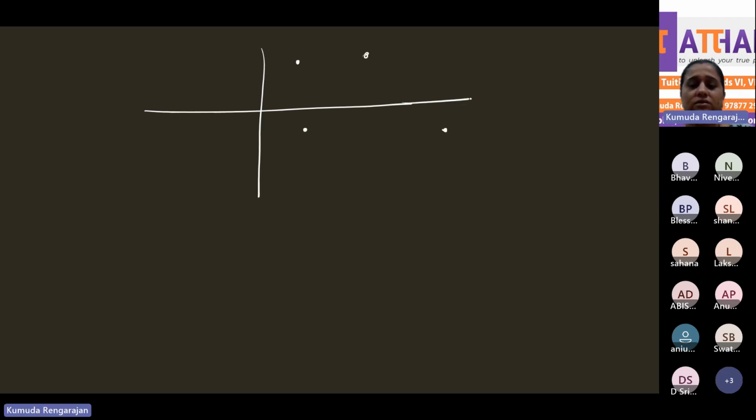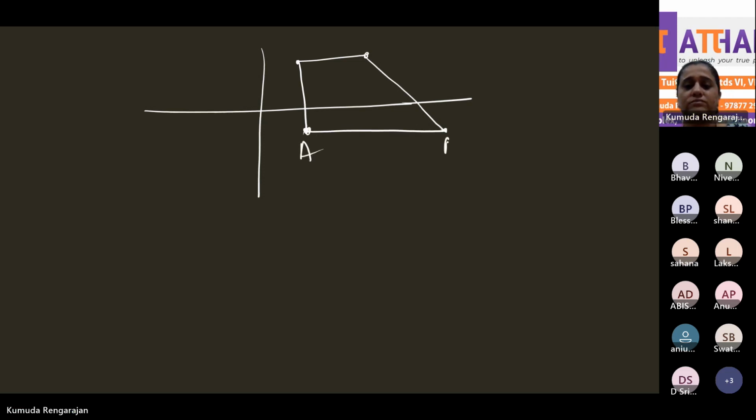When you're given 4 points, you are asked to mark the 4 points. So if you get the 4 points like this, 1, 2, 3, 4, like this. You mark the 4 points, and when you join them, they look like this. These lines will be parallel to the x-axis, children. Supposing you get a figure like this, these 2 lines will be parallel to the x-axis.